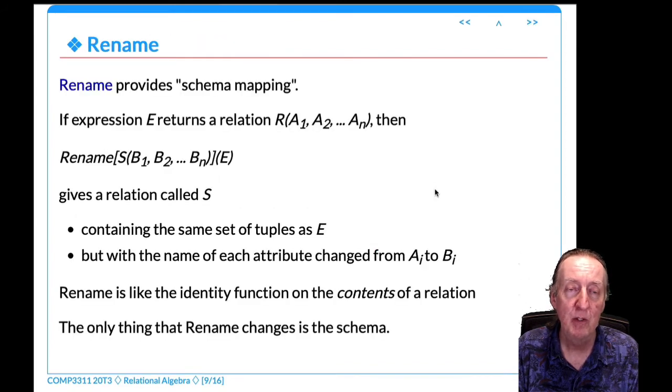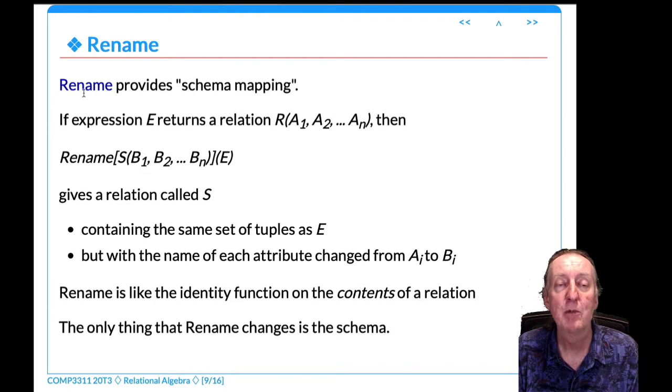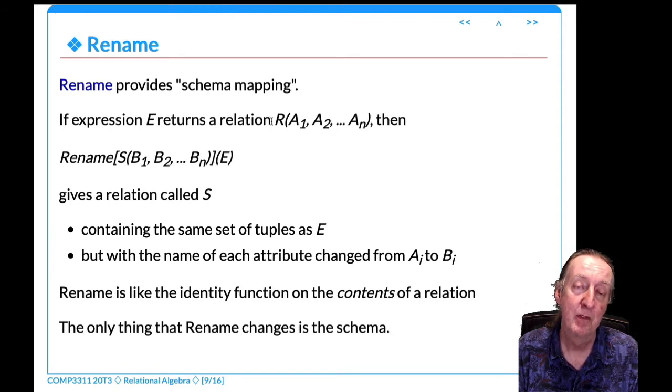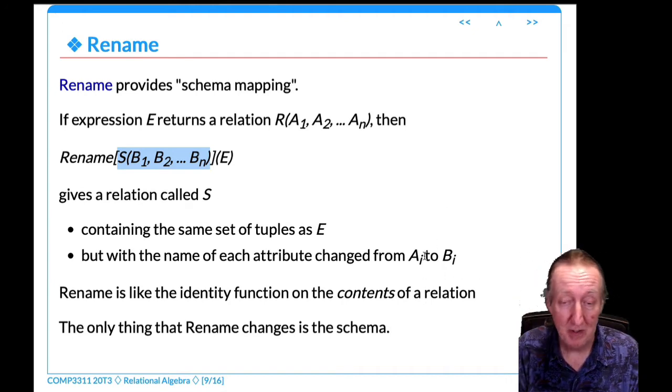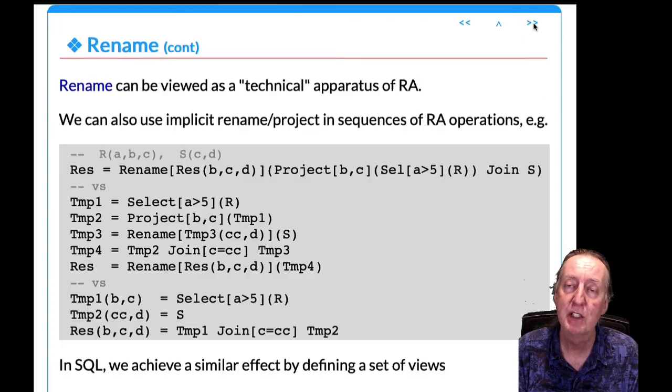where we can see how relational algebra might be applied to solve real-world problems. Alright, so the rename operation simply provides a way of converting the schema of a table from one form, so a table called R with attributes A1 to An, change it to a table called S with attributes B1 to Bn. So we're simply renaming all of the attributes. It doesn't change the contents of the table at all. What it does change is the schema.